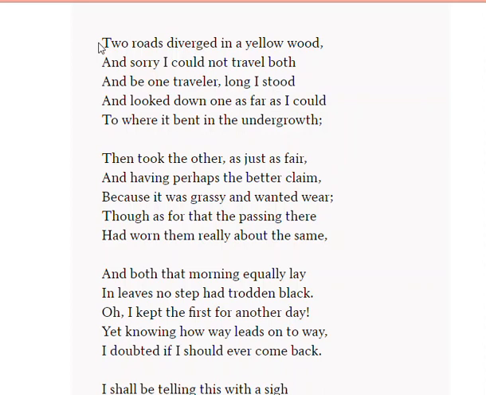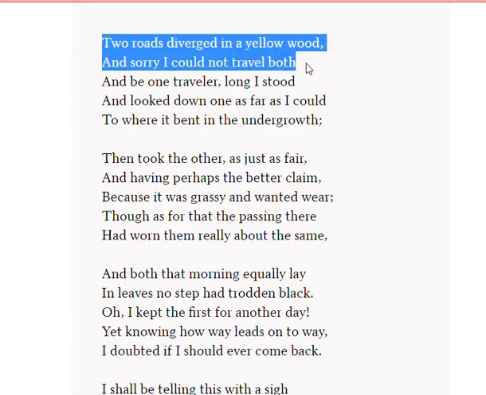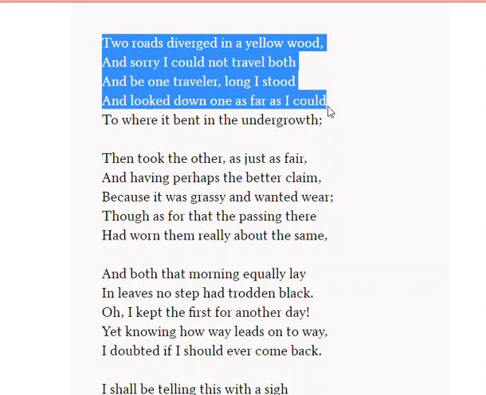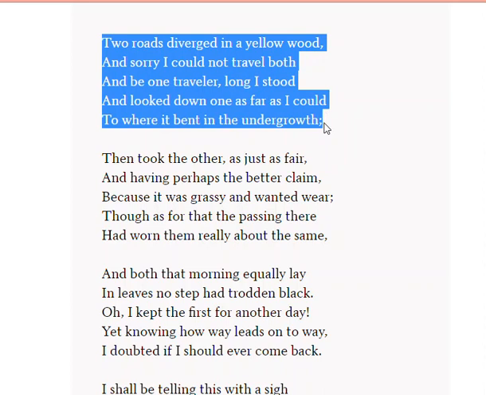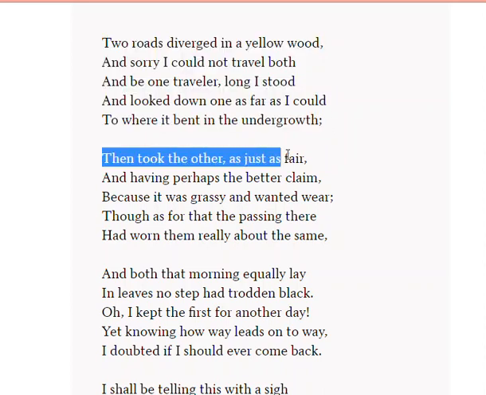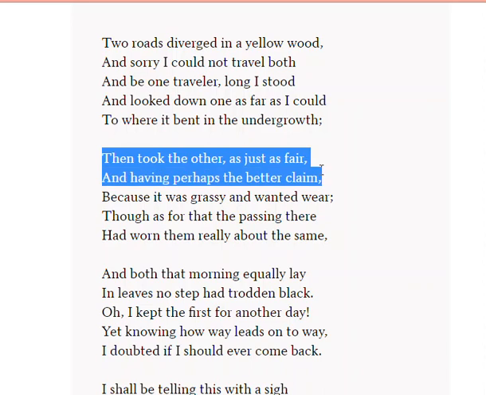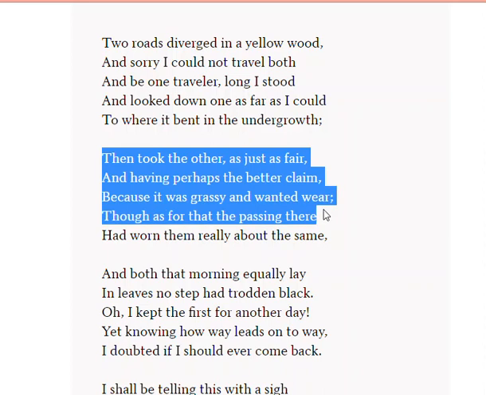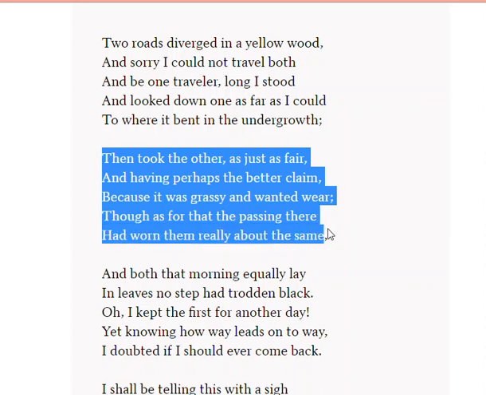Two roads diverged in a yellow wood, and sorry I could not travel both, and be one traveler, long I stood, and looked down as far as I could, to where it bent in the undergrowth. Then took the other, just as fair, and having perhaps the better claim, because it was grassy and wanted wear, though as for the passing there, had worn them really about the same.